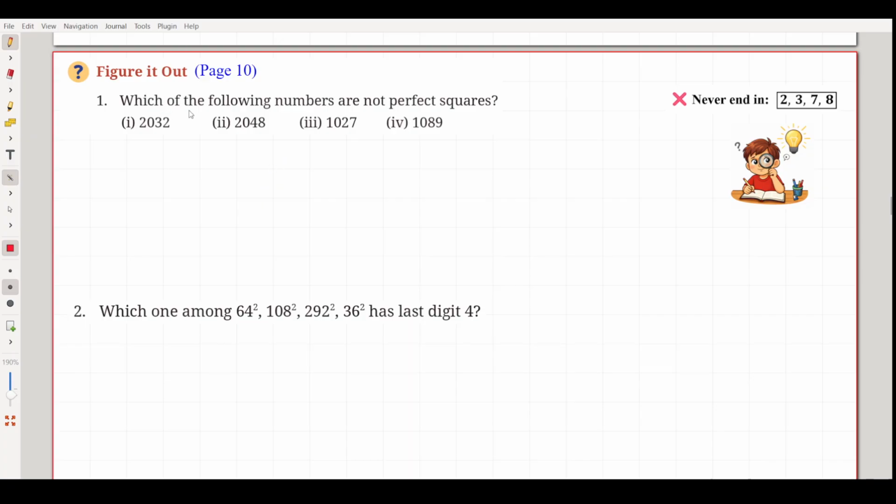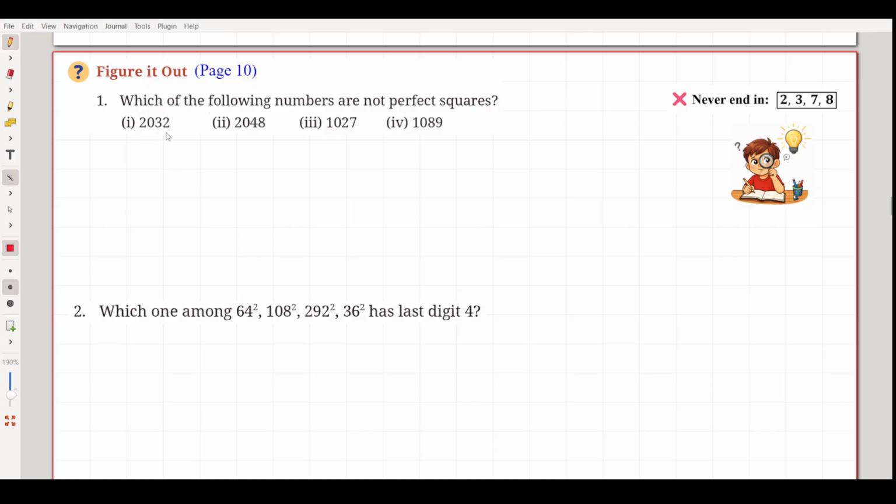Now, first question: which of the following numbers are not perfect squares? How can we identify? We know that a square number does not end with 2, 3, 7, 8. I have given the hint here: if the number is ending with 2, 3, 7, 8, it's not a perfect square number.